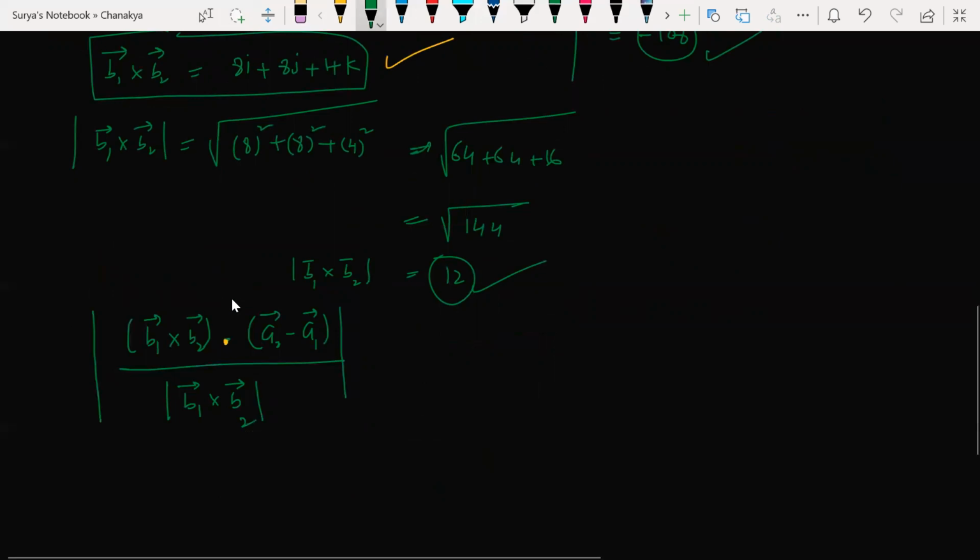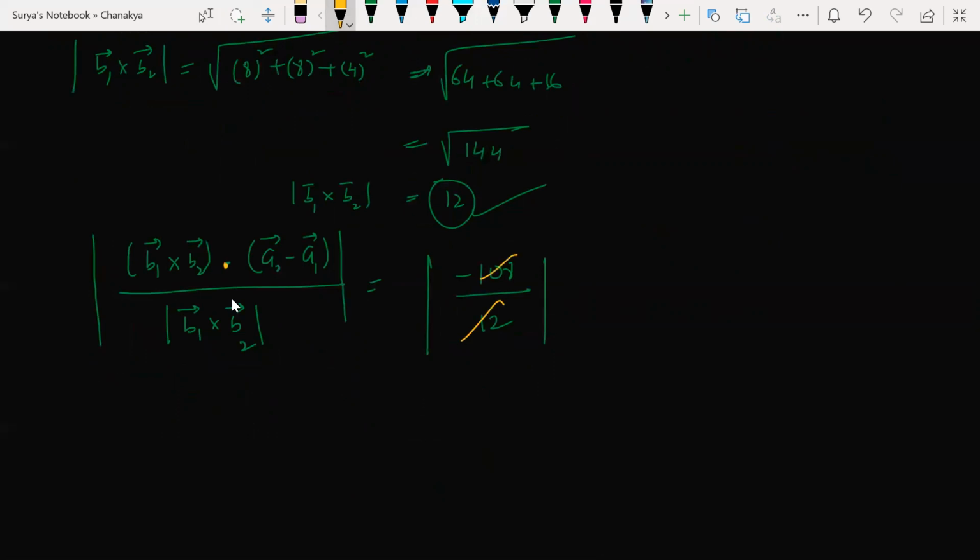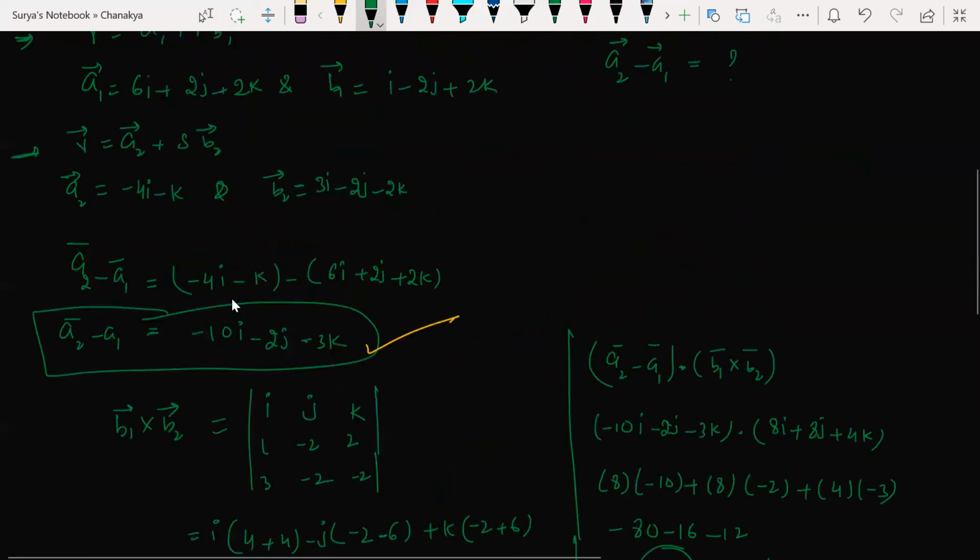What was the result of this? Magnitude of minus 108 divided by 112. 12, correct? That is 9. 12 ones, 12 nines. So magnitude of minus 9. Magnitude can't be negative, so it becomes positive. Answer is 9. Clear? How simple it is.